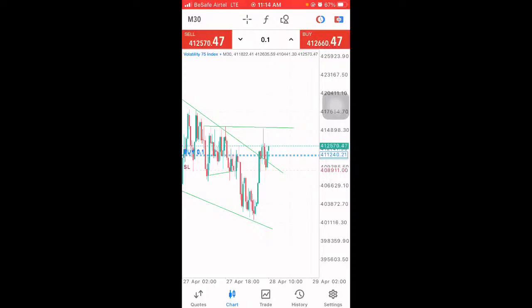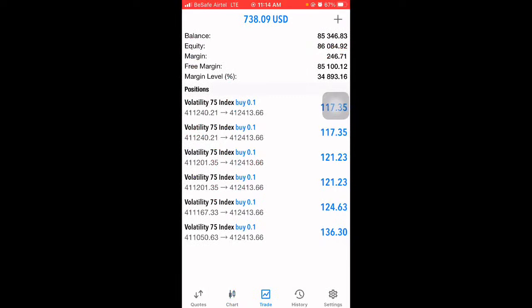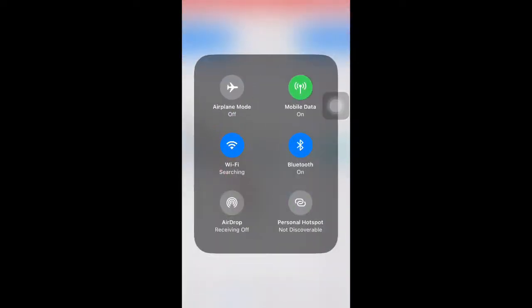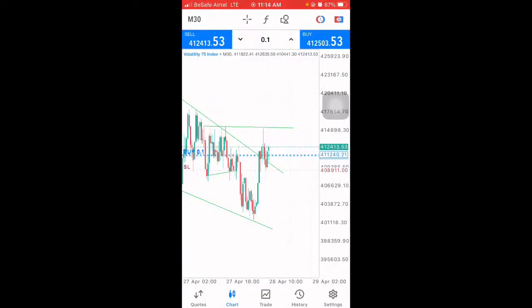You can also enter your trade once that candlestick is finished. You can also enter your trade now and make profit with me. I am on over $500 now. So let's keep on watching our candlestick.